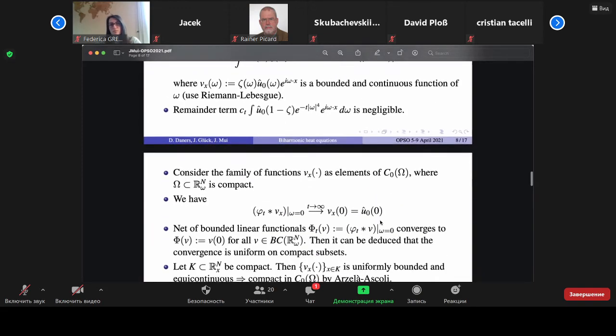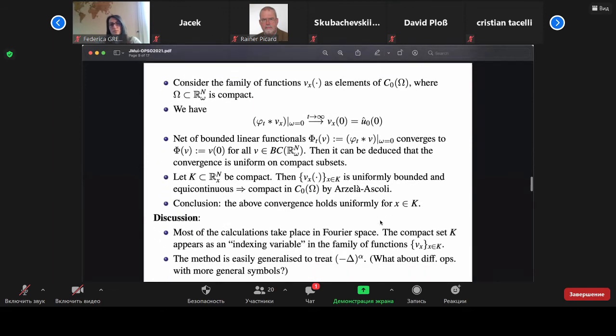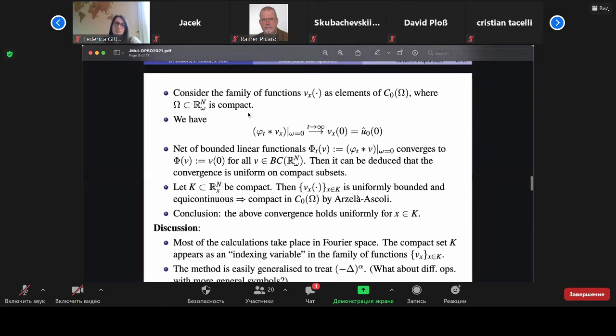And this is where the convergence takes place, I suppose. So it's a little bit unusual in that we work almost entirely in the Fourier space.